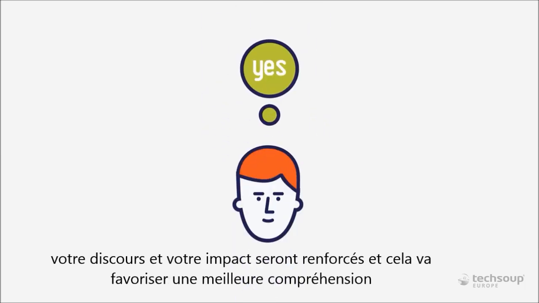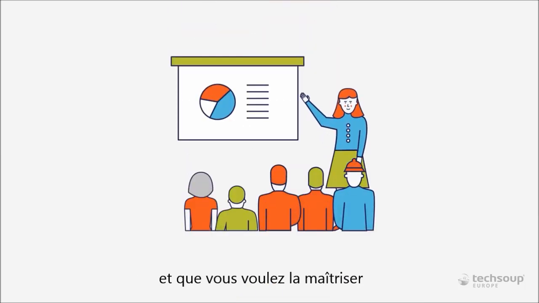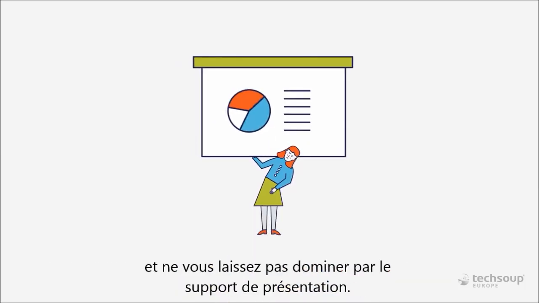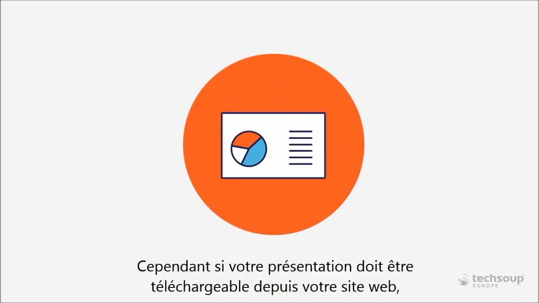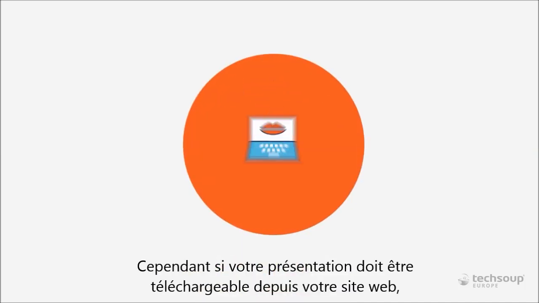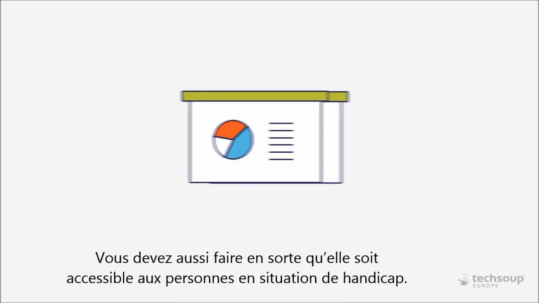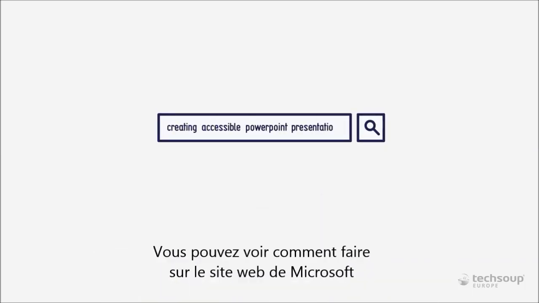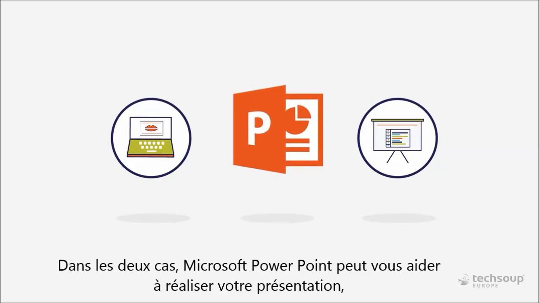When you present live and want to keep your King of the Hill position, make sure to design your presentation so that it supports and does not dominate your narrative. However, if your presentation is meant to be uploaded only on your website, it should speak for itself. You should also make it accessible for people with disabilities. Read on how to do it on the Microsoft website. In both cases, Microsoft PowerPoint can do the job.